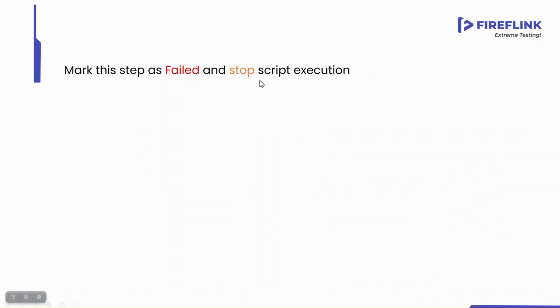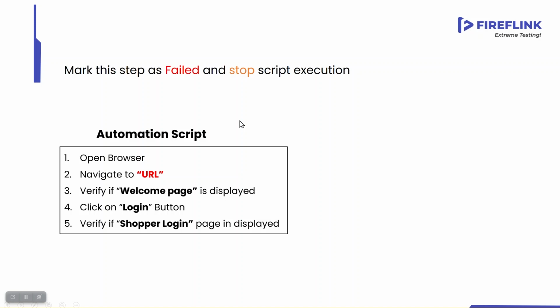Okay, now let us move to the next one, which is mark the step as fail and stop the script execution. When you give this checkpoint for all the steps inside the script, let us take this particular script. My first step is getting failed. And here, what is the checkpoint? It is stop execution. So once my first step fails, the status will be given as failed.